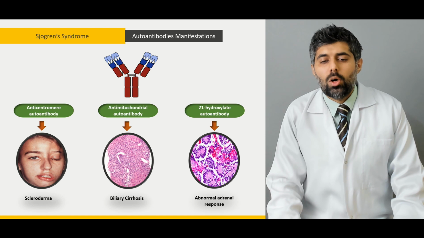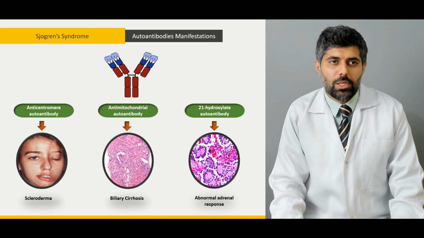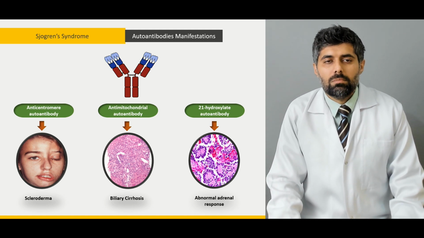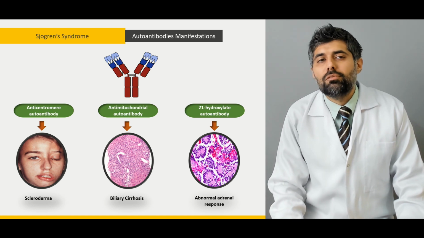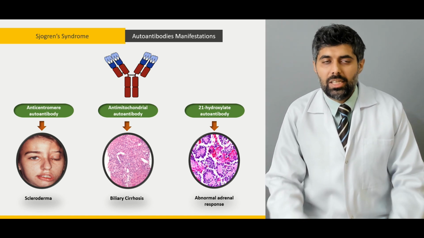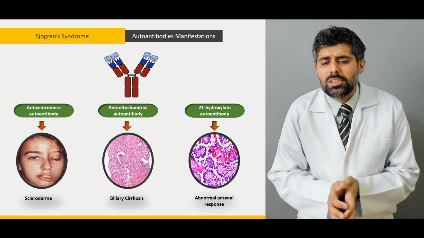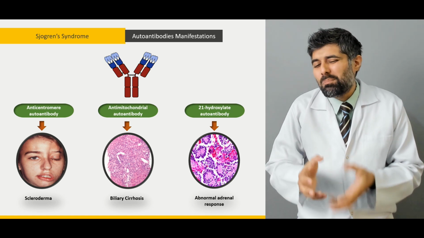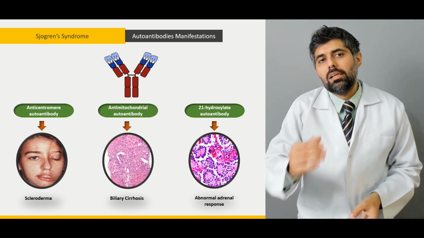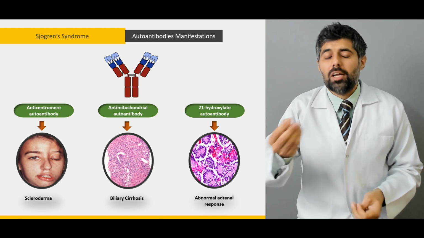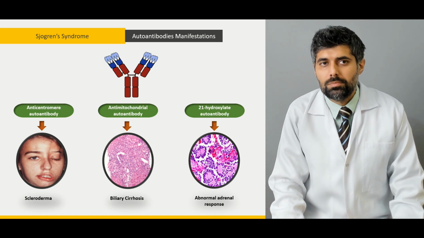One of the other autoantibodies that is produced is the 21-hydroxylase autoantibody. This particular antibody targets a particular enzyme that is found in the adrenal gland, that is the suprarenal gland of the kidneys. This results in both blunted and abnormal adrenal response, as all three layers of the adrenal glands produce either very low or no hormones at all.